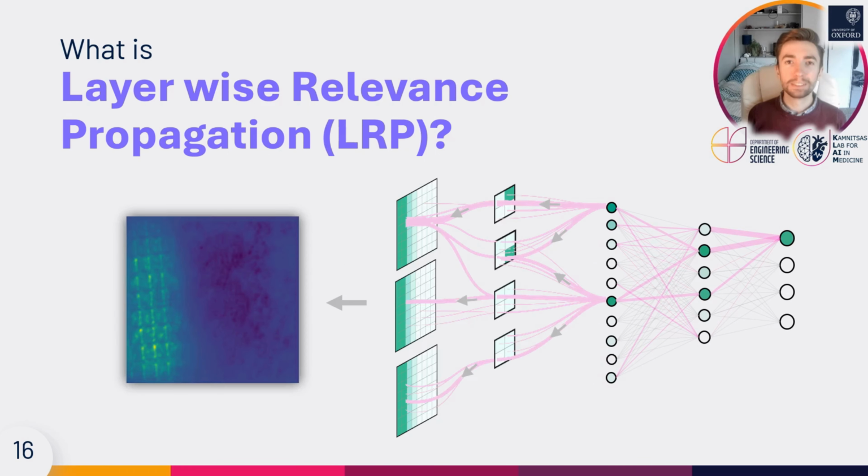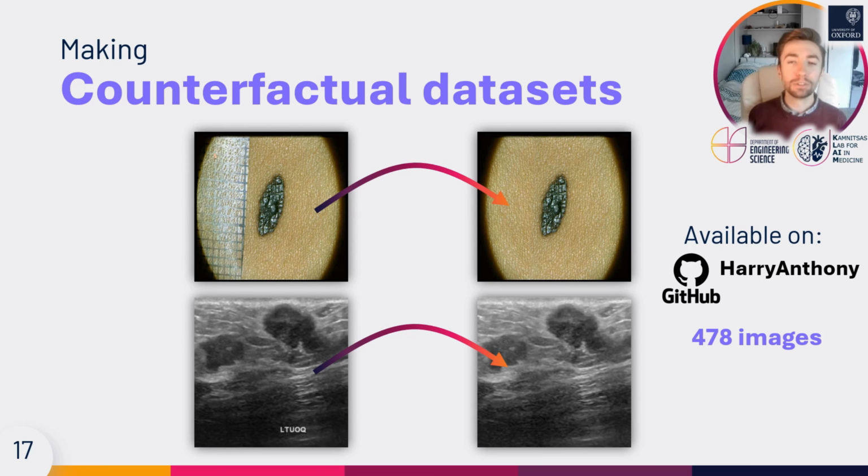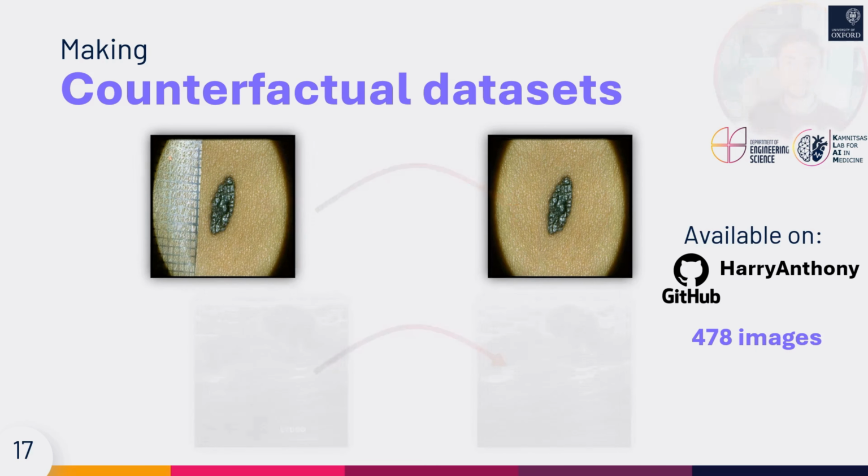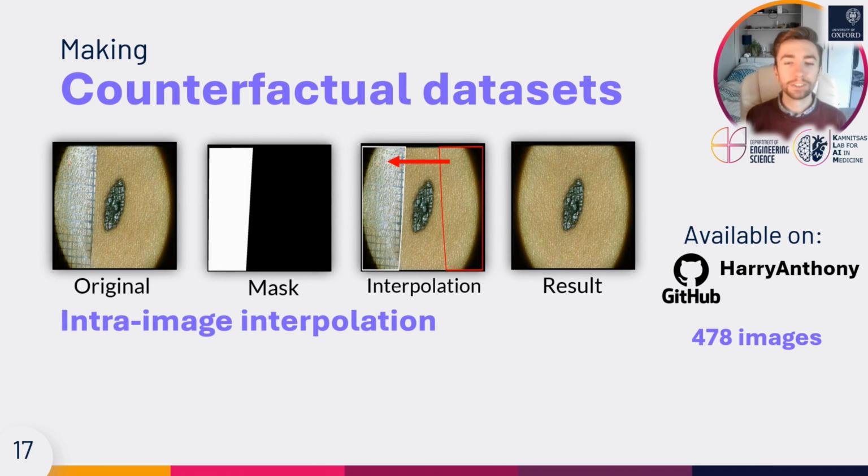This is done recursively from the output layer all the way back to the input image, which gives us a heat map like this. For the second tool, we created counterfactual data by synthetically removing the OOD artifact from each of our OOD images. This was done using intra-image interpolation, where we replaced the artifact with a patch from the same image.